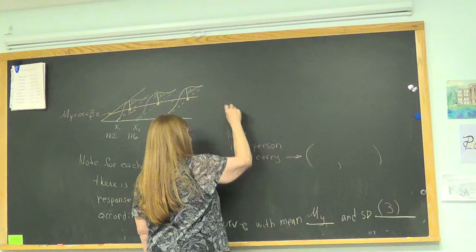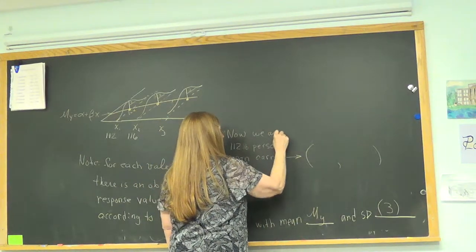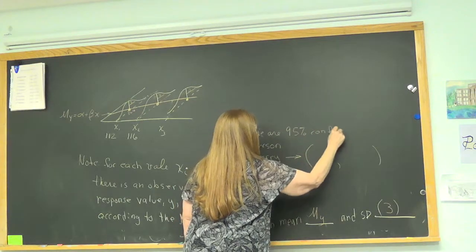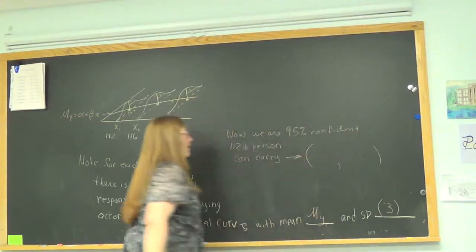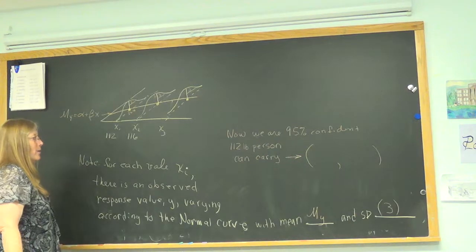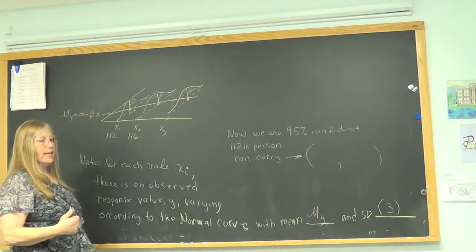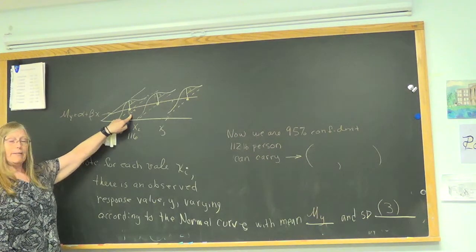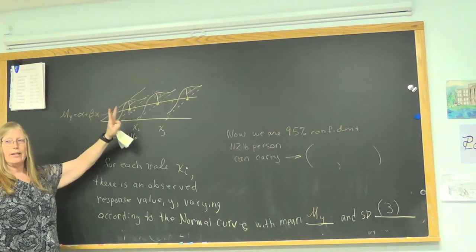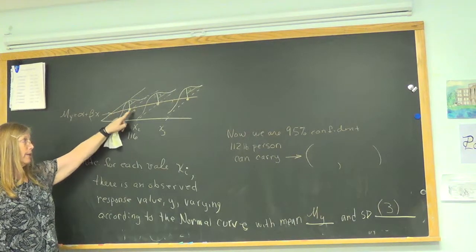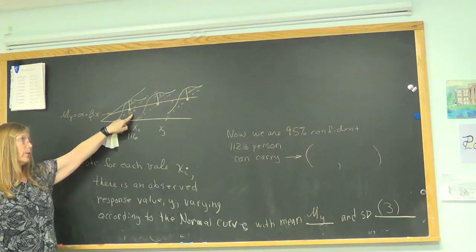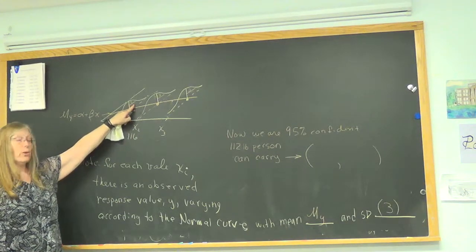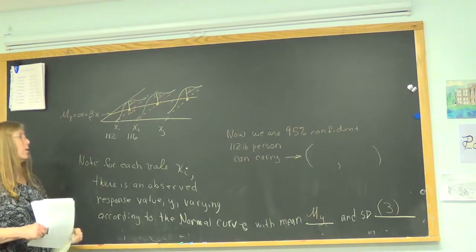Now, we are 95% confident that a 112-pound person can carry, and instead of having one answer, we are going to be 95% confident. That's 2 standard deviations from the mean. So if we said the standard deviation is 3, we're going to add 26.4 plus 2 3s. So what's that?